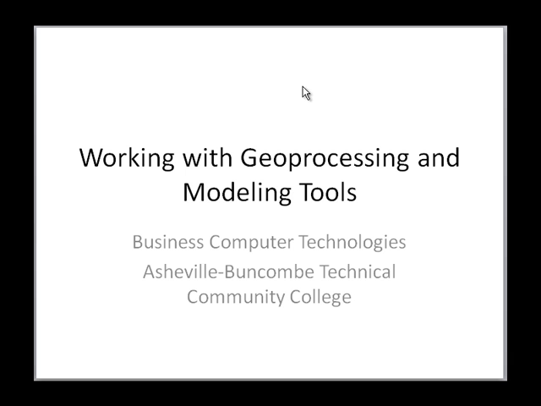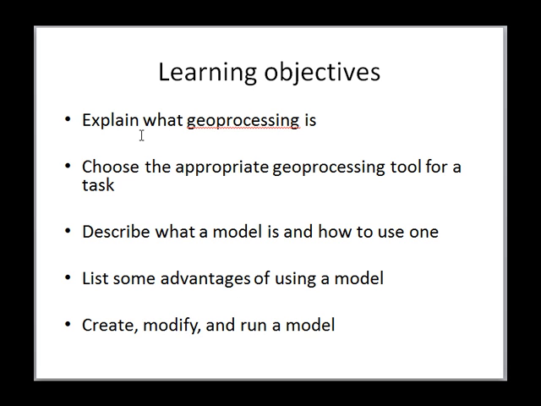This is module 6. The discussion we had last week was on starting GIS analysis, and this topic is kind of similar to it. We're going to explain what geoprocessing is. We're going to choose some appropriate geoprocessing tools for a task. We'll describe what a model is and show how to use one. We'll list some advantages of using a model, and we'll create, modify, and run a model during the exercise portion of the class.